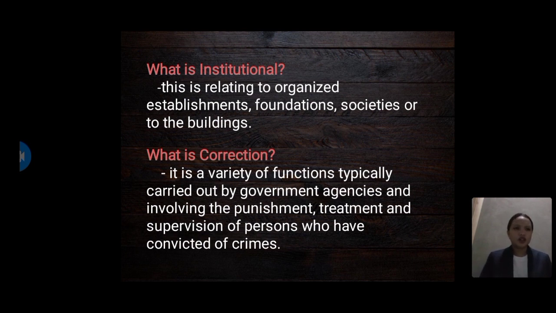There are a lot of examples of correction, but we really know that jail and rehabilitation are among them.